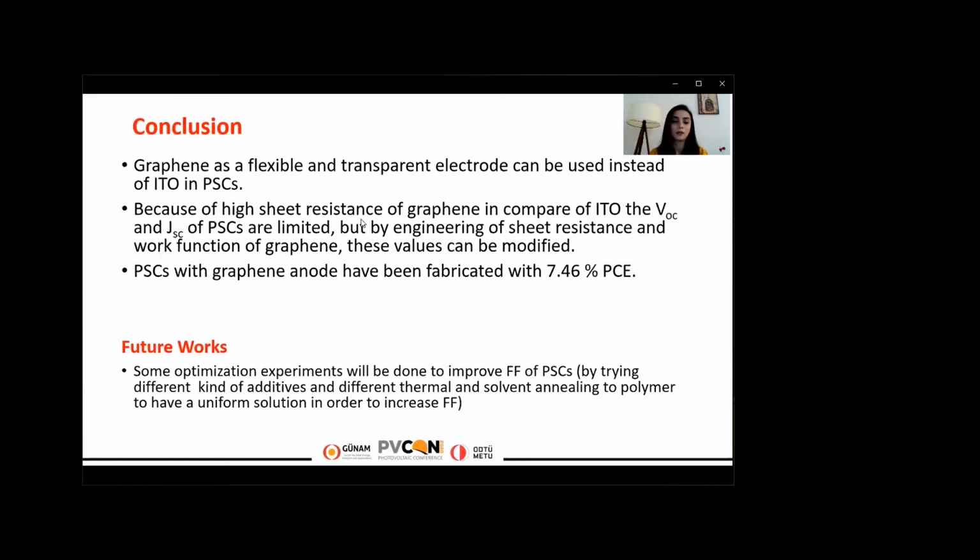7.46% power conversion efficiency. As future work, some optimization experiments will be done to improve the fill factor of polymer solar cells. We will try different kinds of additives with different ratios and with different thermal and solvent annealing of the polymer to have a uniform solution, and in this way we will increase the fill factor, and at the end we will get higher power conversion efficiency graphene solar cells.